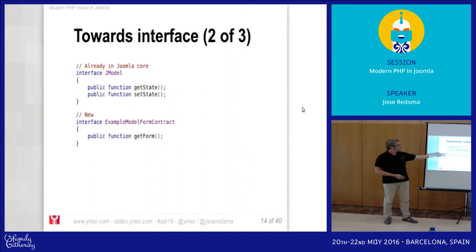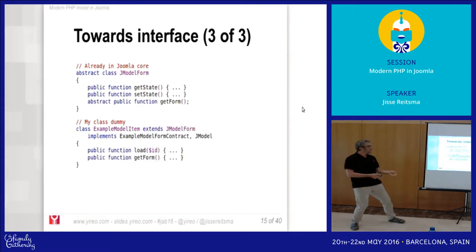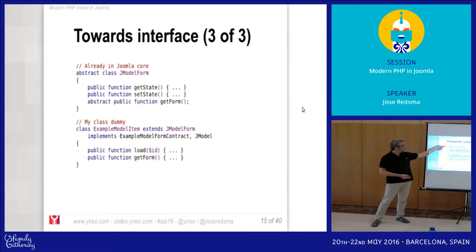So if it doesn't exist, well, we could create it. We can simply create our own interface for whatever method we have. And then if we have those interfaces in place, we can still extend from that abstract class, but actually instead we're guaranteeing everything through interfaces instead of guaranteeing things through an abstract class.